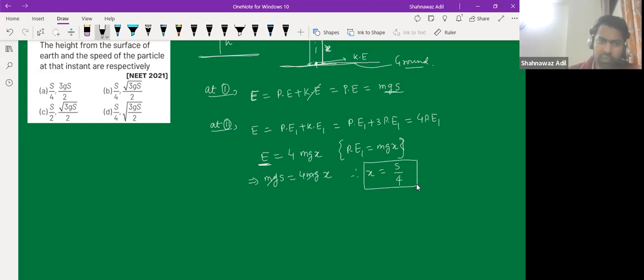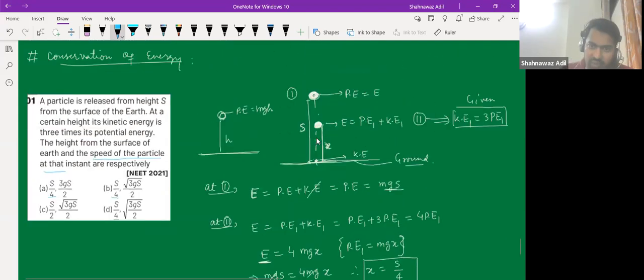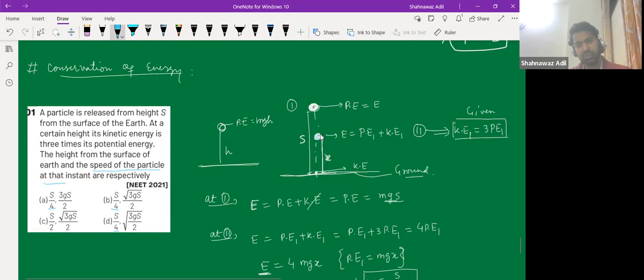Clear? So what are the options which are matching? The height from the surface of the earth is s by 4. All these are matching, right? Now we have to find out the kinetic energy. We have to find out the speed of the particle at that instant, with which velocity it is dropping. At this point, we have to find out the velocity. So which relation can we use?